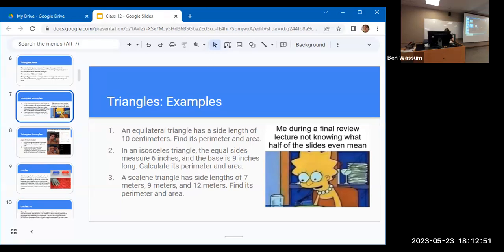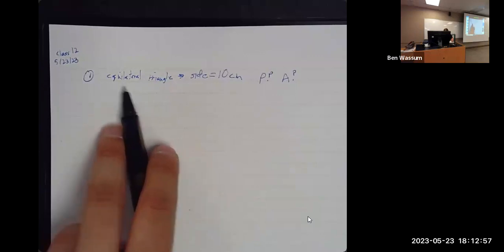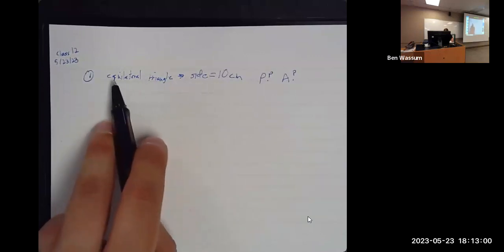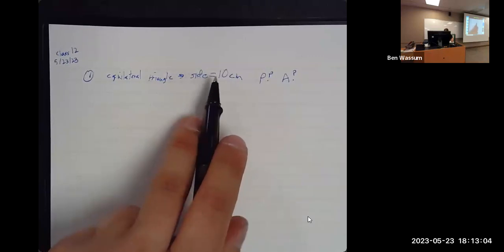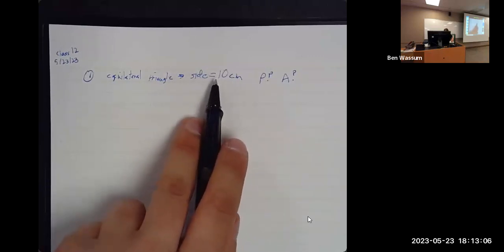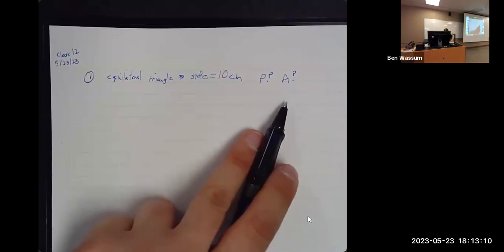So I'm just going to write down the first one. We have an equilateral triangle, and remember, equilateral means all the sides are equal. And it's telling us that we have a side of 10 centimeters. And we are looking for both the perimeter and the area.